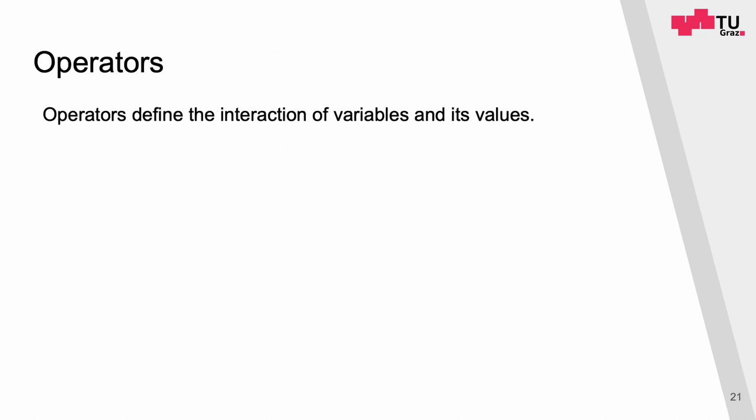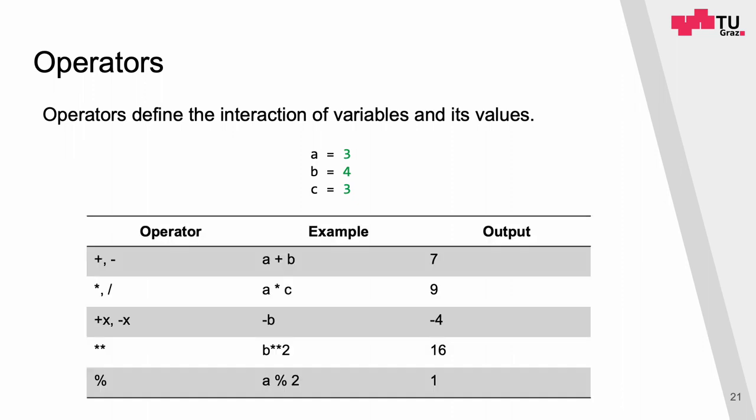Since we now know how we can declare variables, we can look at some basic operators which define the interaction of variables and their values. So for example, if we declare three variables, namely a equals 3, b equals 4, and c equals 3, we can use a set of simple mathematical operators as follows. For example, we can use the plus and minus operators, the multiplication or division operators.